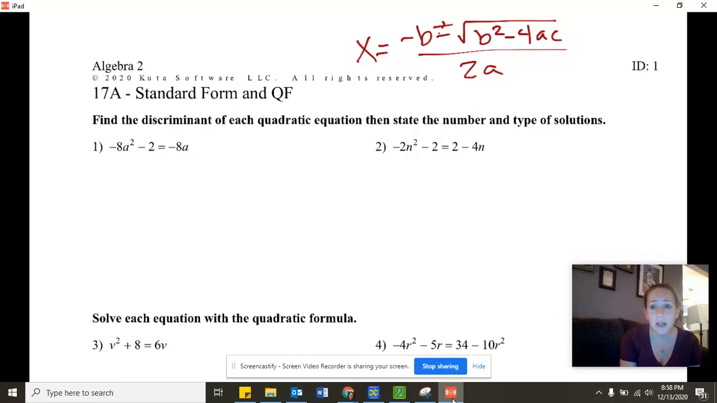So before I can do that, I have to make it equal 0. Kind of think of it like when we were using it with regular equations like y equals to find an x-intercept, which is what the quadratic formula is doing. It is the same as plugging in 0 for y. So I cannot use it unless it equals 0.